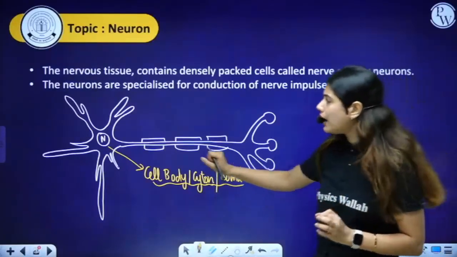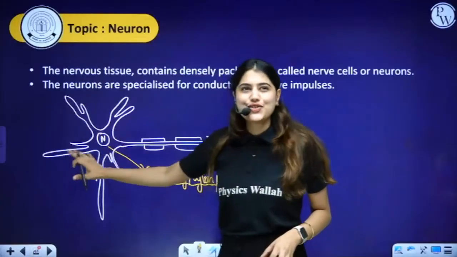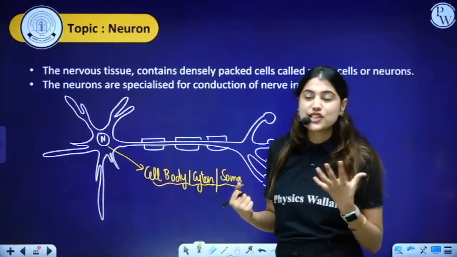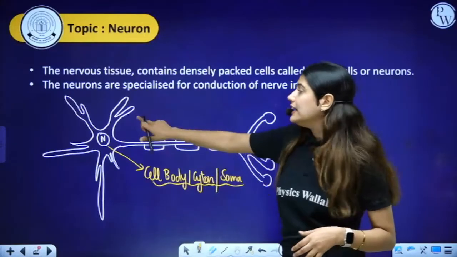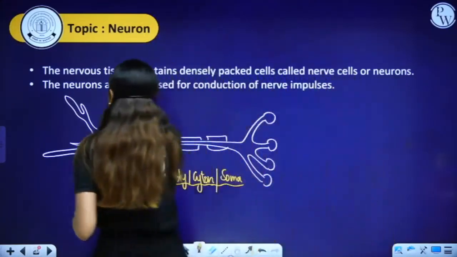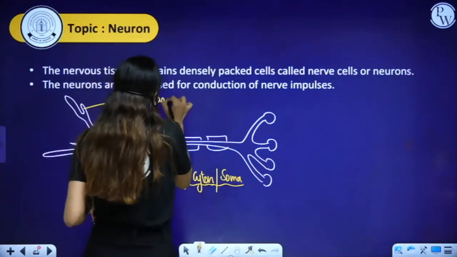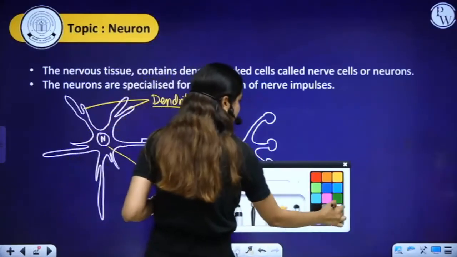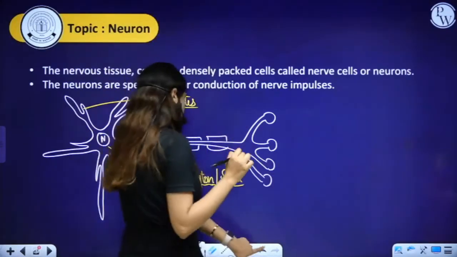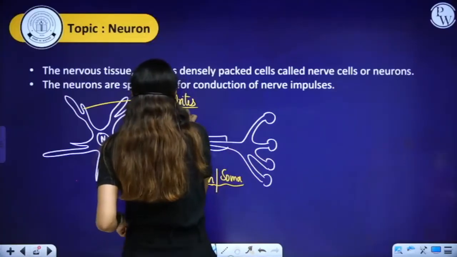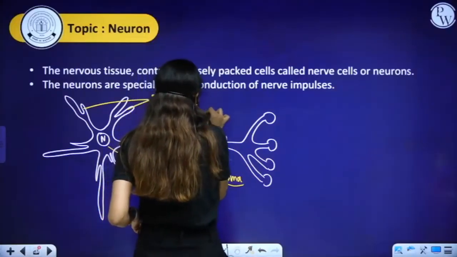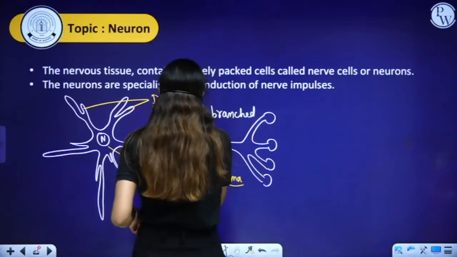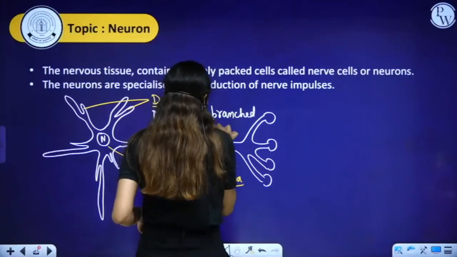Then the second part. You could see from the cell body, these branch structures are arising, which are many in number, which are short branched processes or parts. These are called dendrites. These parts are called dendrites, right? Which are nothing but many short branched processes, or we can simply call them parts.